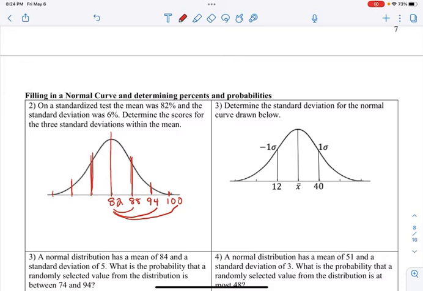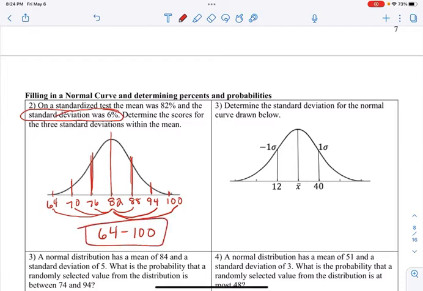Then I have to do the same thing to the left. So I'm going to subtract 6. Now, why am I doing that? Because the standard deviation was 6. Subtract 6 and I get 76. Then subtract 6 again and I get 70. And subtract 6 again and I get 64. So again, that's 1 standard deviation, 2, and 3. So what are the scores that are within 3 standard deviations of the mean? That means 3 standard deviations below the mean and 3 standard deviations above the mean. Well, those scores go from 64 to 100. So that's how that works.